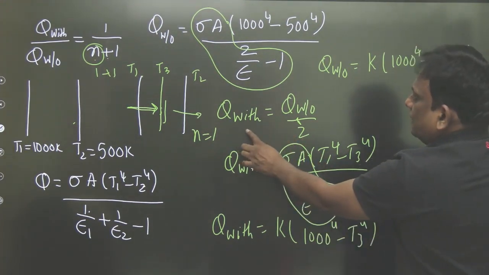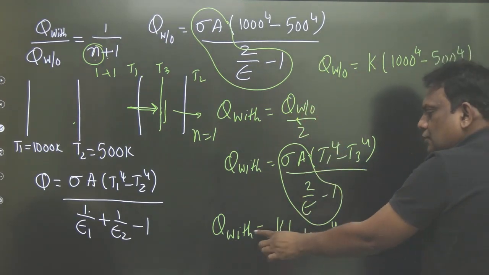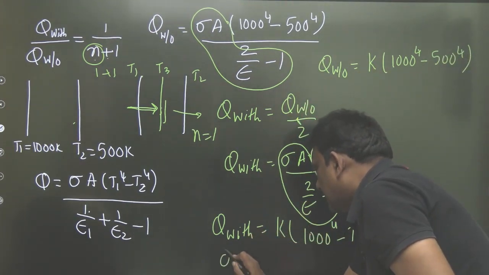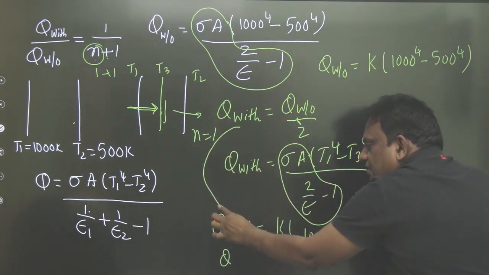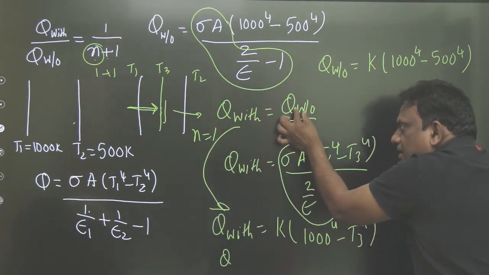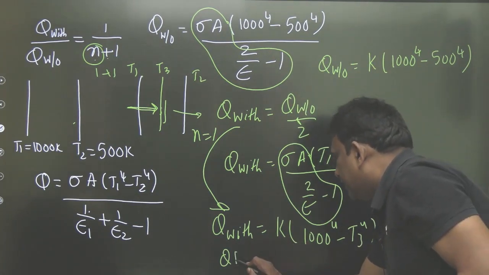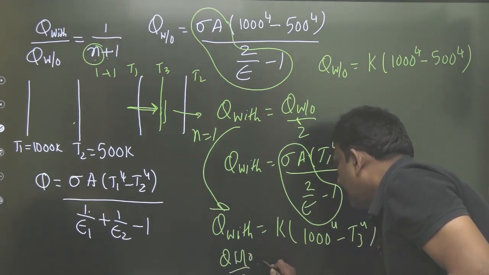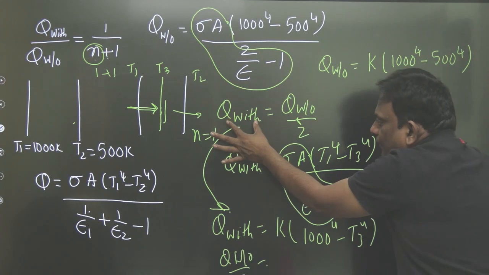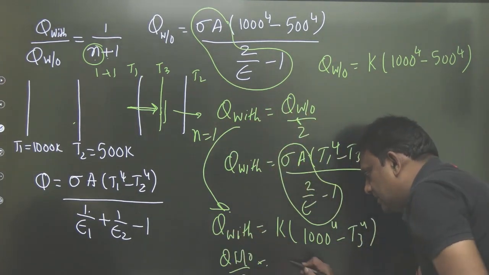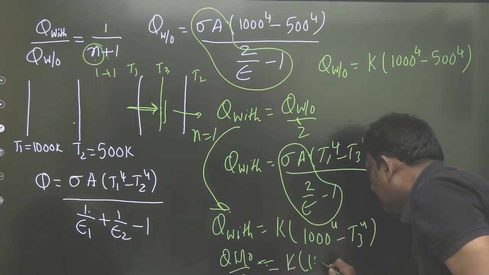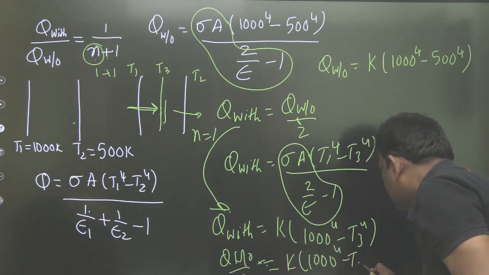But what is heat transfer with shield? It is heat transfer without shield by 2. So if it is 1, heat transfer without shield by 2. Heat transfer with shield is without shield by 2, which is equal to K into 1000 power 4 minus T3 power 4.